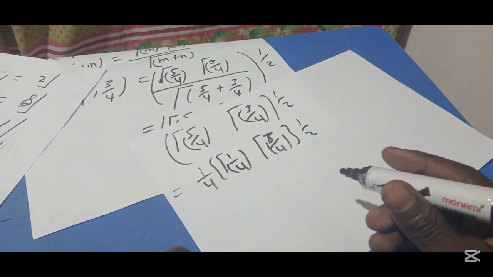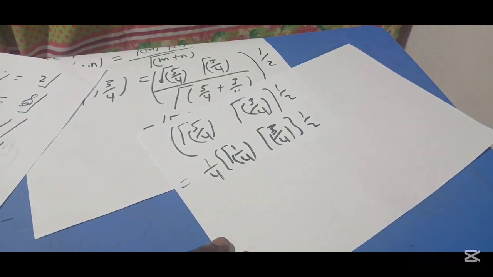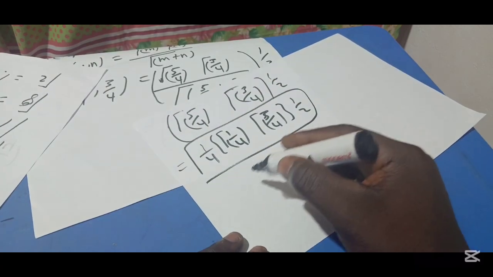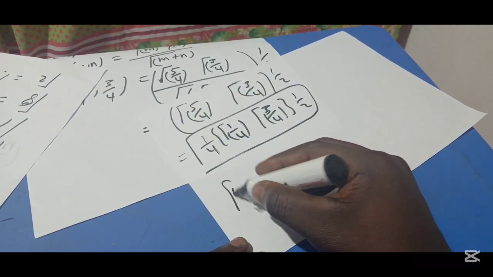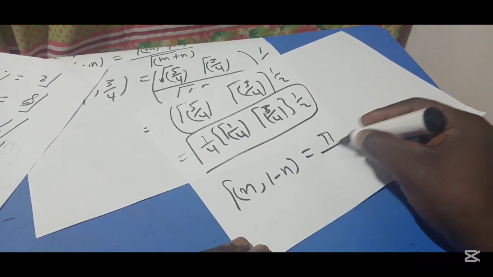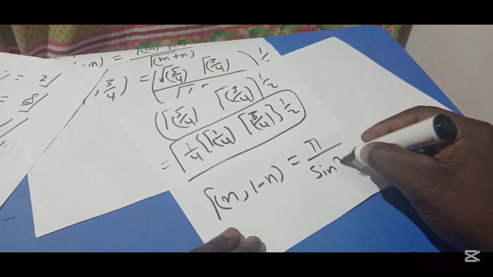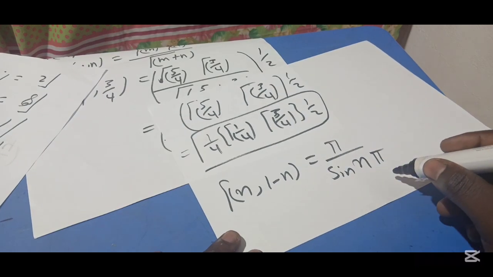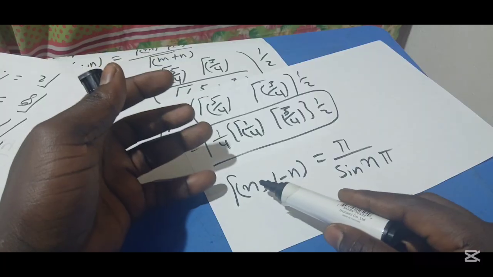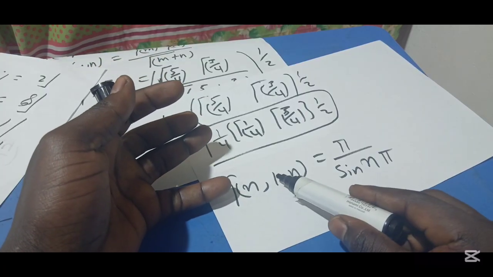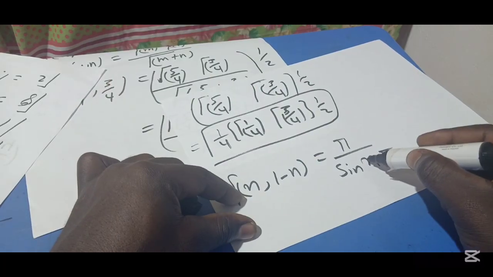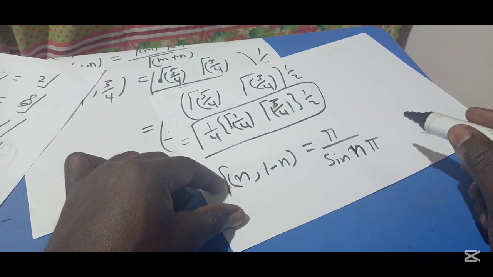Now comes in Euler's reflection formula. So let's leave this for now. Euler's reflection formula says that gamma of n times gamma of 1 minus n equals pi all over sine of n pi. So if we have an n and you are able to express this in the form n, 1 minus n, then you can use Euler's formula and just simplify this problem.